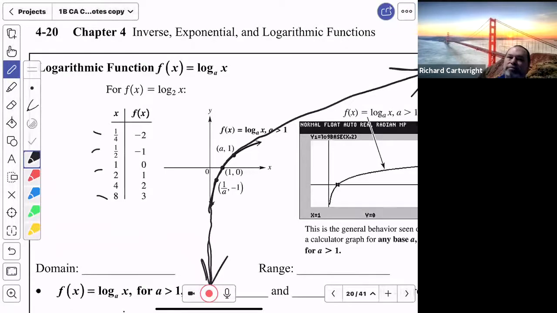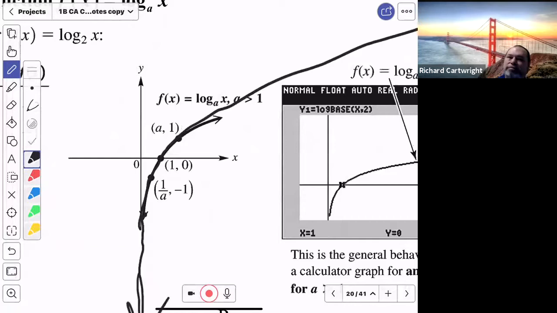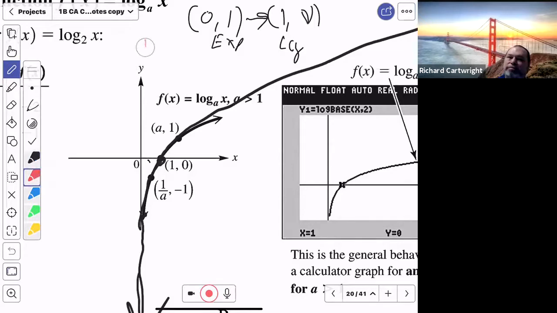Well, I'm going to give you your shortcuts, guys. 3 points. Remember with exponential, we had 0, 1. That turns into 1, 0. This is exponential, and this is log. So there's your 1, 0. In exponential, we had 1, a. But in logarithmic, we have a, 1. So a, 1 right here. He went over a, up to 1.